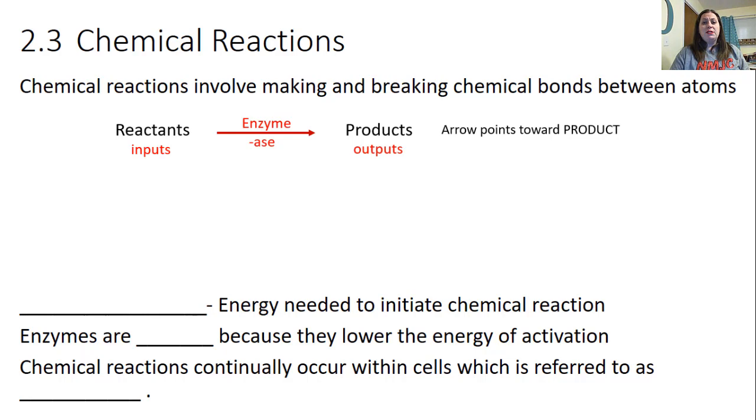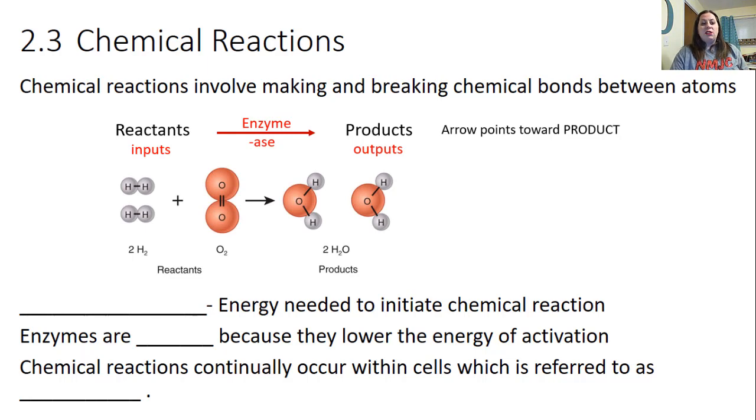There are molecules in our body that can actually help speed up this reaction from reactants to products, and they are known as enzymes. Most of the time enzymes end in -ase. So this would be something like sucrase, amylase. Those are enzymes that help speed up reactions.